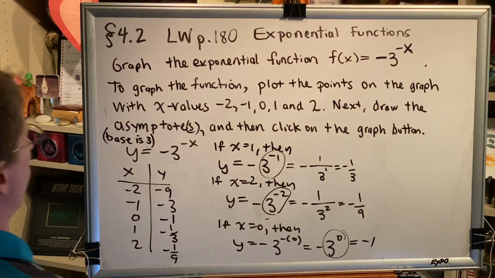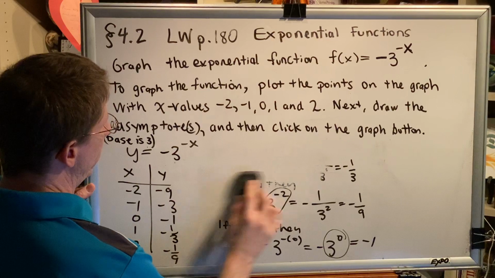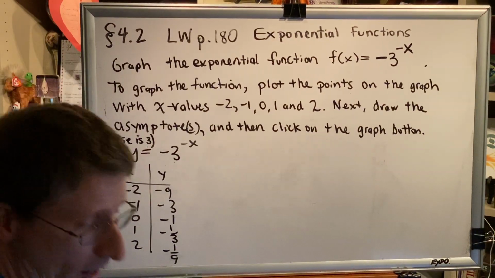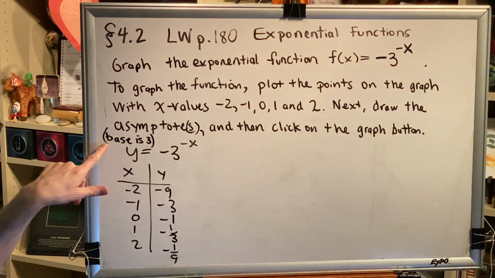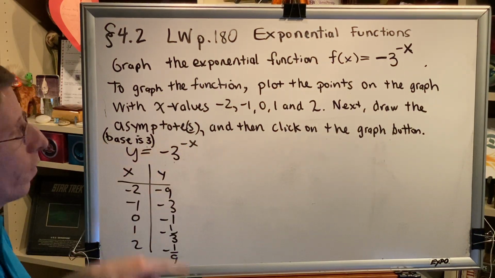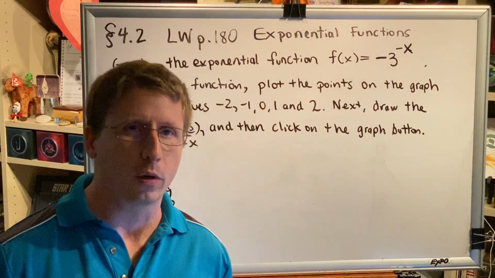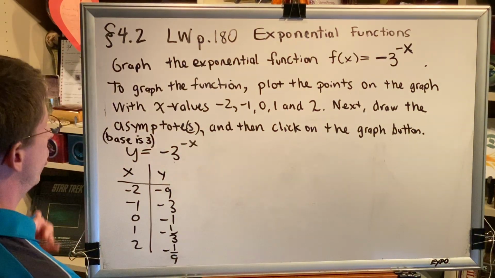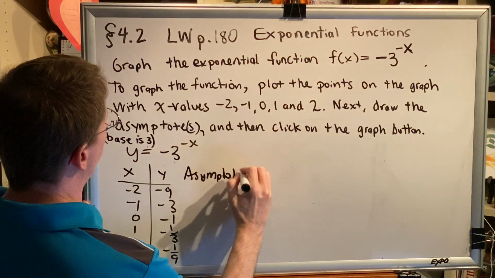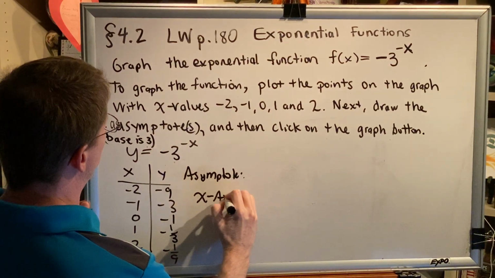How about the asymptote? Well, just like the last problem, the asymptote is the x-axis. Why? Because our parent function is 3 to the x power, and the only transformations we observe here are 2 reflections. Reflections do not change the location of a horizontal asymptote, so our asymptote for this problem is the x-axis.